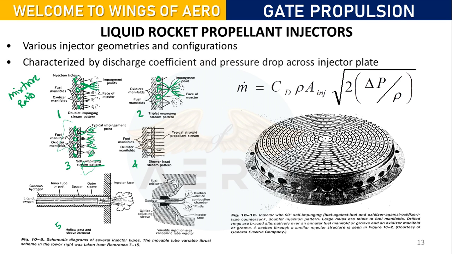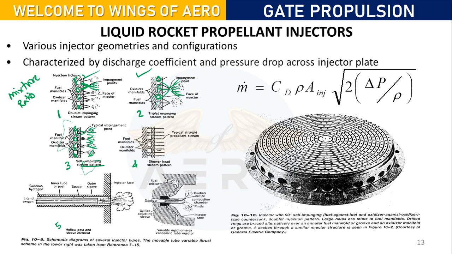So these are mostly the types. The first two types are mostly used with hypergolic propellants. You know hypergolic propellants: when the oxidizer and fuel come in contact with each other, they start to combust. We don't need any kind of igniters. But in the case of the self-impinging stream pattern, we need igniters to start a separate combustion process.